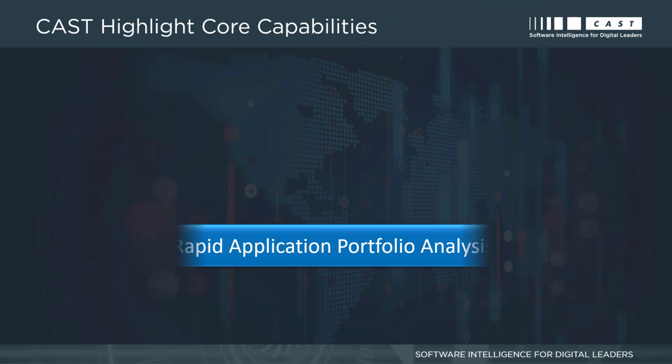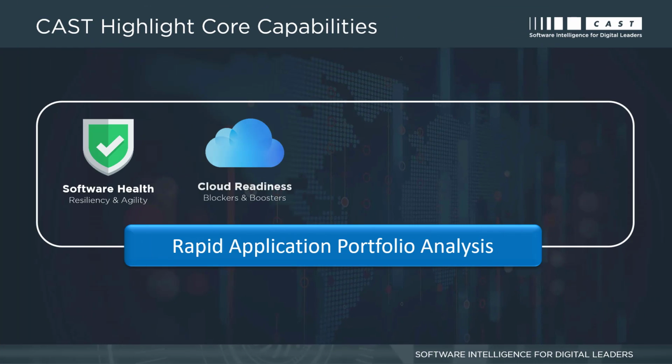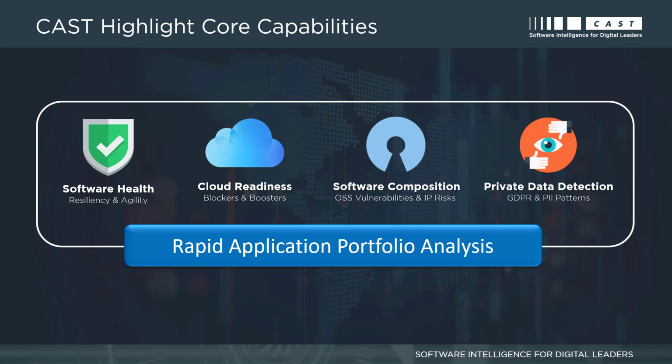Before we begin, let's quickly review what Cast Highlight is. Cast Highlight is an easy-to-use SaaS solution that performs objective and insightful application portfolio analysis. Enterprise IT leaders use Cast Highlight to collect and analyze data on software resiliency, cloud readiness, software composition, and private data detection in order to make smart and informed decisions about their application portfolios.